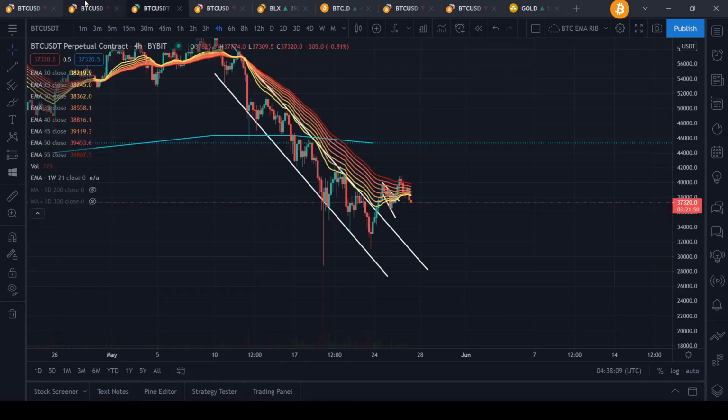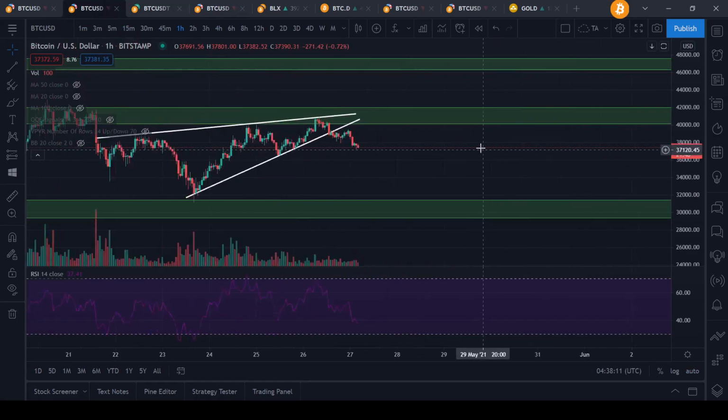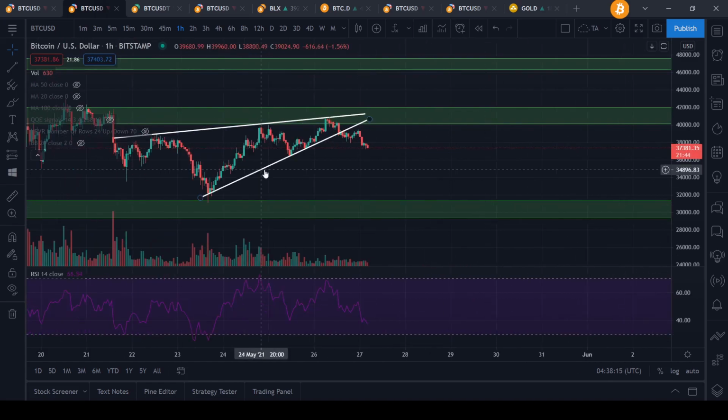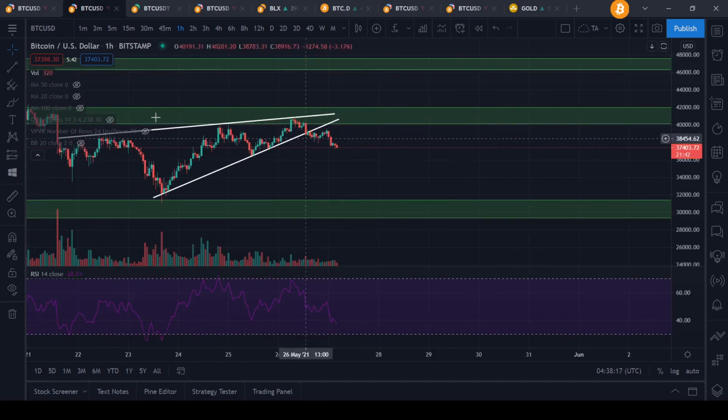I usually enter in on 1 hour and 4-hour candles. But I always take into consideration all time frames. All time frames are relevant.